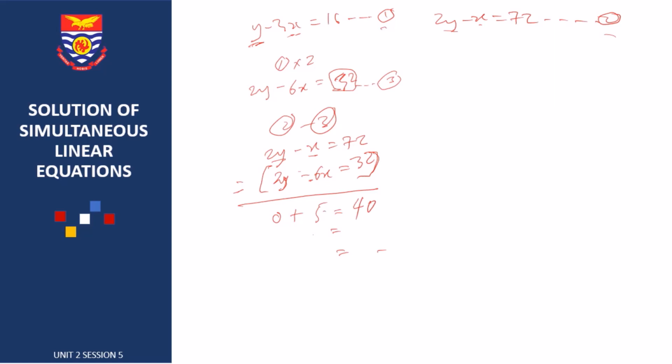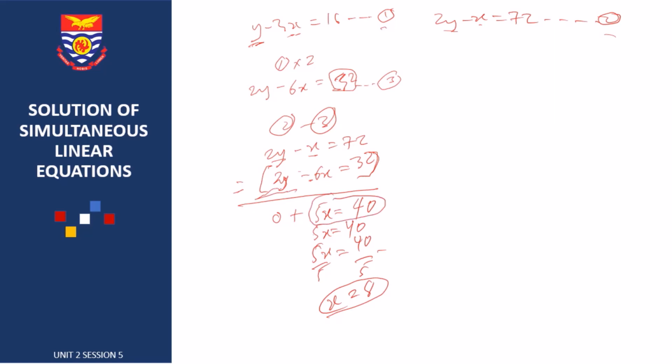Yes, 5x. Now I have 5x equal to 40. Divide both sides by 5. 40 divided by 5, I'll get x is equal to 8. So now you see that we were able to eliminate y from this, and we concentrated only on the x, and we found x to be 8.